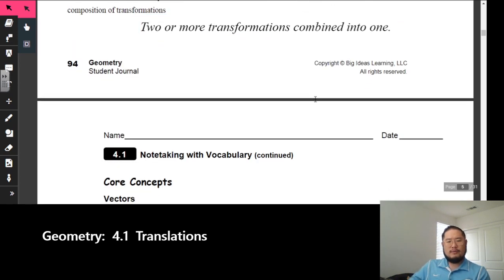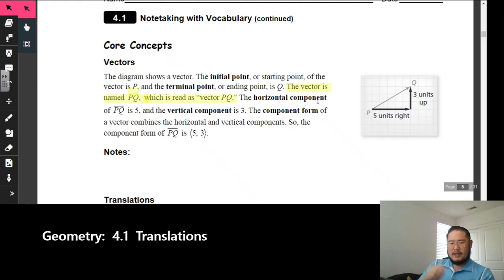All right, so let's take a look at this core concept, a vector. The diagram shows a vector, and you have your initial point and your terminal point. So a vector, think of it similar to that of an array. We have our initial point right here. We'll say that this is point P. Okay, there's your initial. And what they're showing you over here is where that point will end up after a transformation. So right here, if you look, we have our component, 5, 3.